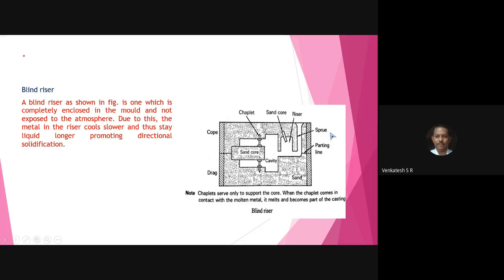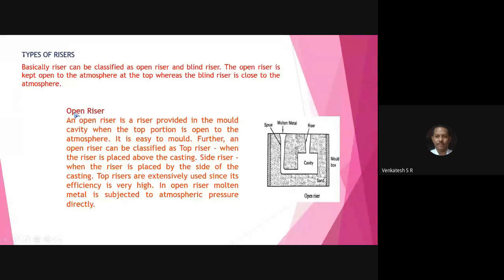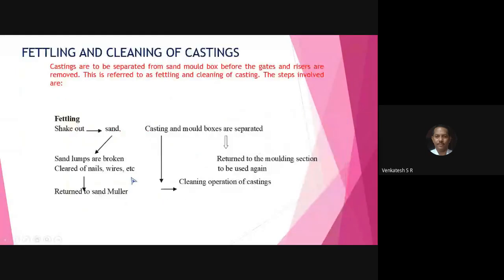The blind riser is placed inside the mold cavity, but all the other risers are open to the air. But this is the blind riser placed inside the mold cavity. All of you observe here, this riser is not exposed to the atmosphere, it is placed inside the cope and drag. So this is very, very important. All of you please write down open riser. Next, blind riser.